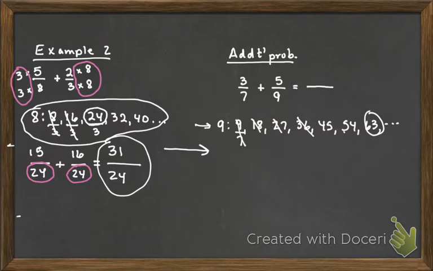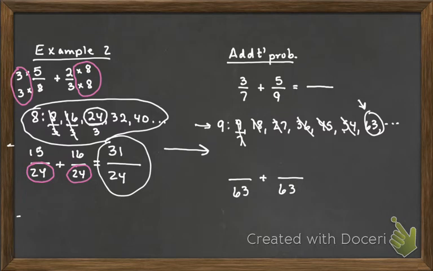get 63. Because if I go through all of these multiples one by one and I try to divide 7 into each one of them, it doesn't go in evenly. The first time I find an even division is when I have a 63. And 9 times 7 is 63. So that's how you use the multiples method, and an example of how you also just multiply your denominators together.